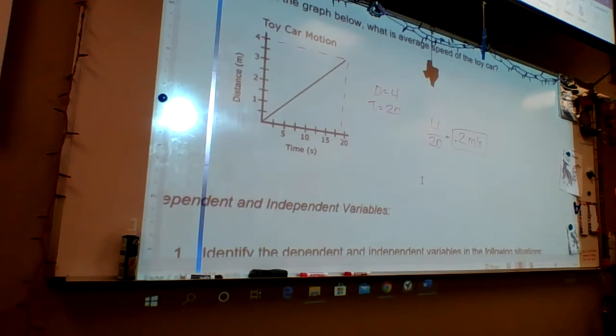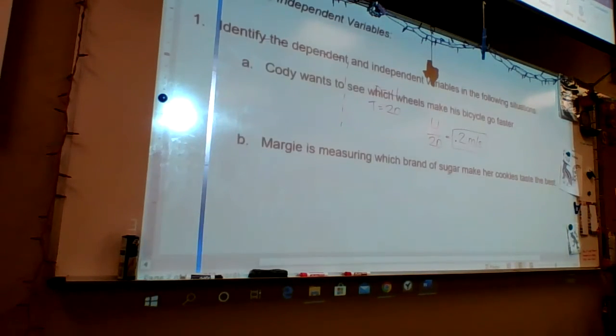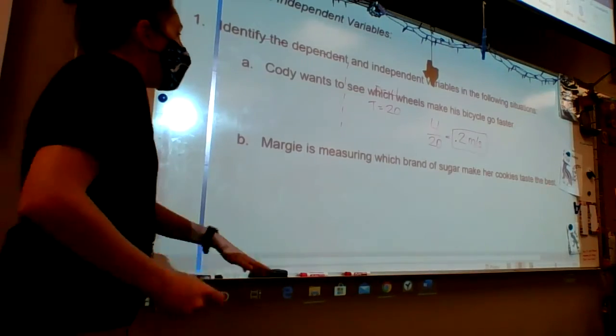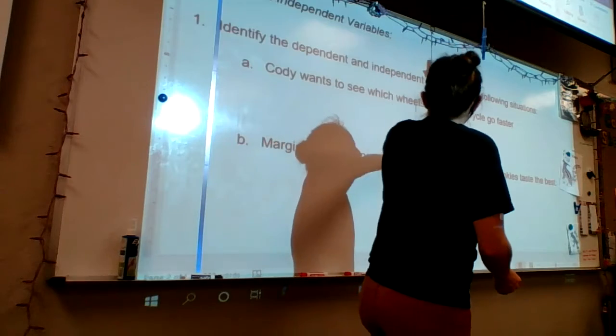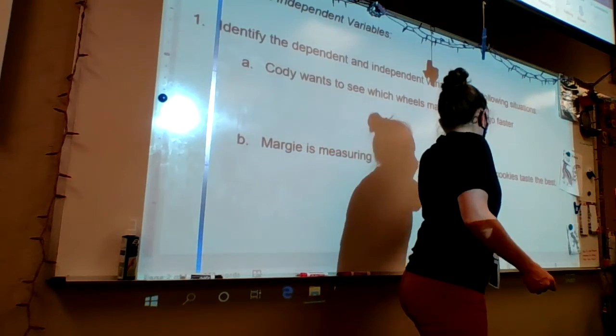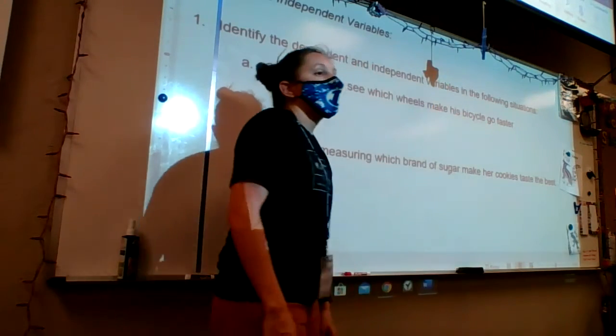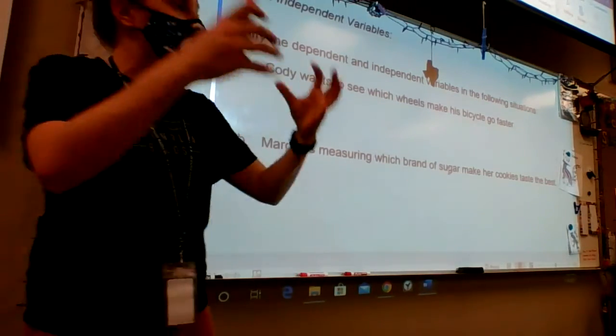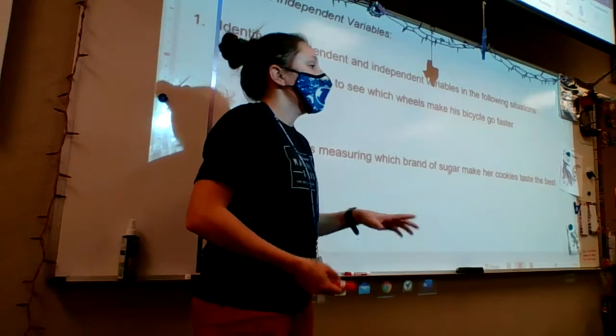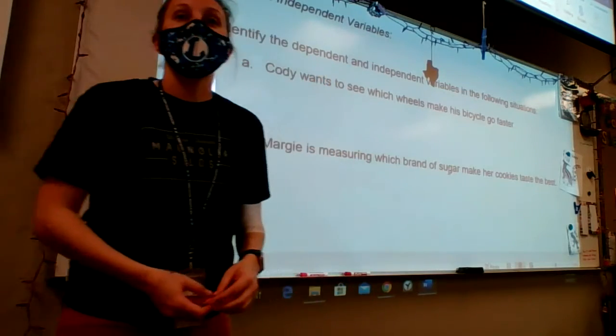Okay, last little portion that's going to be on our test is independent and dependent. We use the term DRY MIX to help us. Basically, what you need to know is whatever you manipulate in the experiment, whatever you change each trial, is your independent. The result of those trials is your dependent.